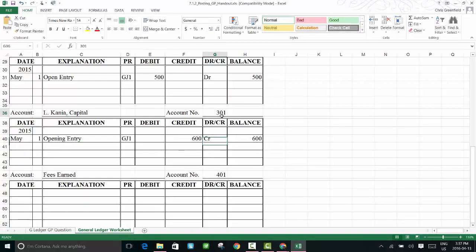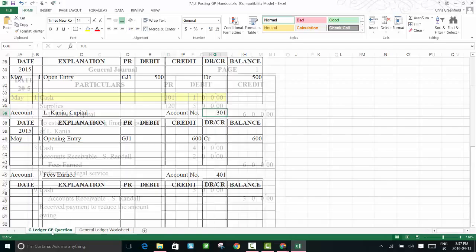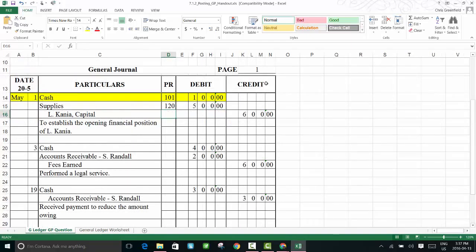All right, so then my last step, which again is really easy to forget, take that account number 301, put that into the posting reference. There we go, perfect. So we're all done that first transaction. The second one now is, again, pretty much the same thing. So we have 3 entries.